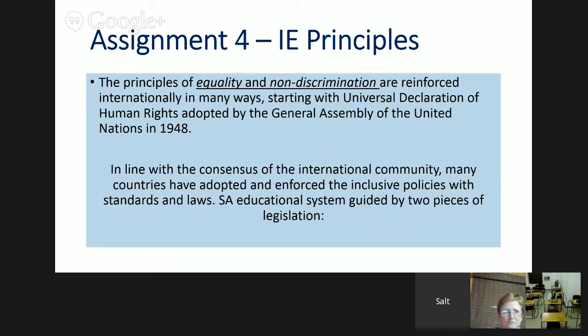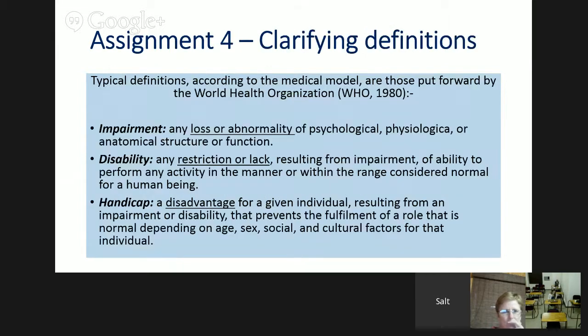Another concept that I want you to look at in preparation for your assignment is inclusive education principles. I'm going to concentrate on one or two in terms of this assignment. I think the most important for me is the principles of equality and non-discrimination, and those are enforced by a worldwide declaration, from nearly 60 years ago. And from that, our South African legislation has drawn up certain documentation that supports that principle of equality and non-discrimination. In the South African documentation, you'll pick up that they're looking at impairment, disability, and handicaps in terms of where the equality or non-discrimination needs to take place.